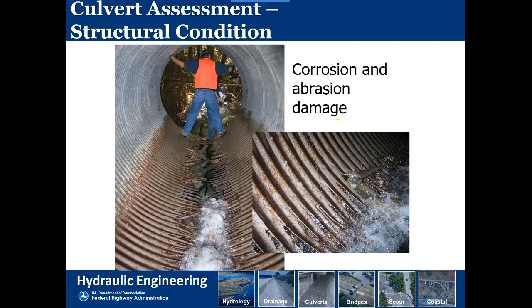So where's the water going here? It's going down, and it looks like a lot of the bedding, at least right through here, is no longer there. And that culvert, if it were left like that, probably within a very short time period would fail structurally, and you would have a roadway failure too, and a roadway closure. I believe they actually did a structural invert lining on this one.